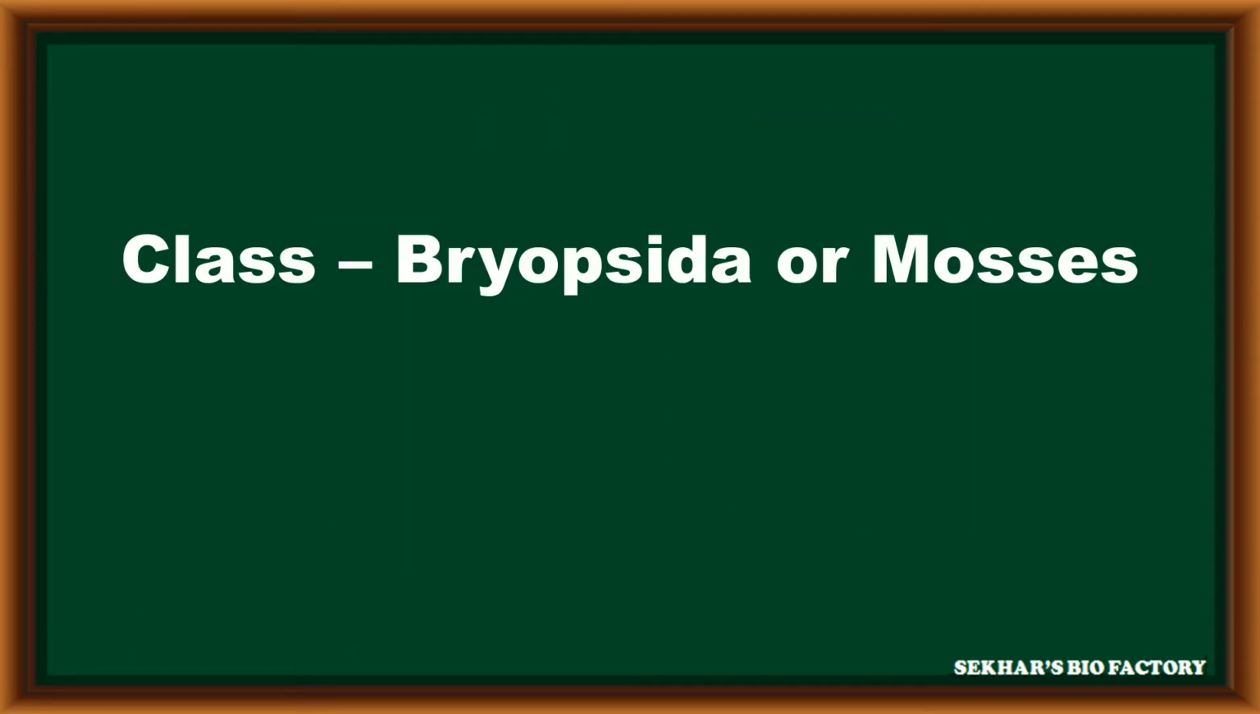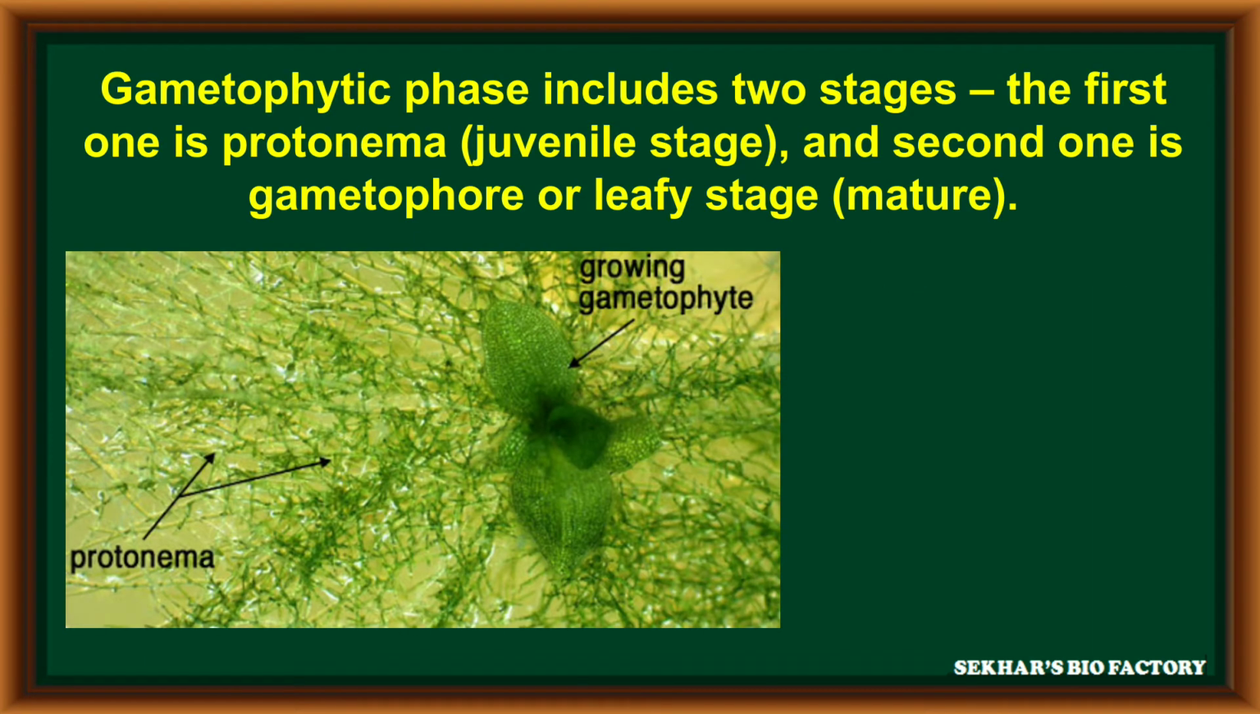In this video, I am going to explain the general characters of class Bryopsida or mosses, with Funaria as an example. In the life cycle of Bryopsida members, the gametophytic phase includes two stages. The first stage is protonema, and it is a juvenile stage. The second one is the gametophore or leafy stage, and it is a mature stage.